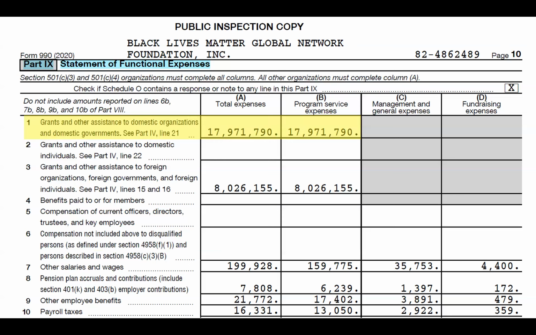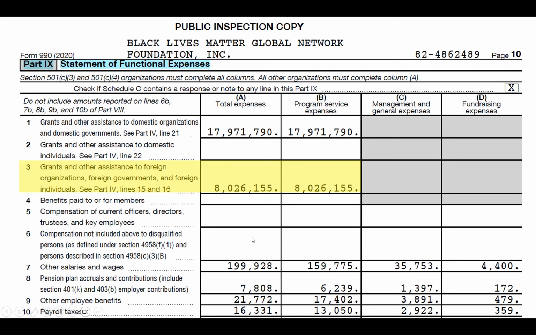Schedule I should list those organizations along with the specific amount that each organization received from this organization. And another thing that we would be able to look at is whether or not those organizations are 501(c)(3) nonprofit organizations or not. Okay. Next, we're going to look at line three, because line two doesn't have an entry, so no need to look at line two.